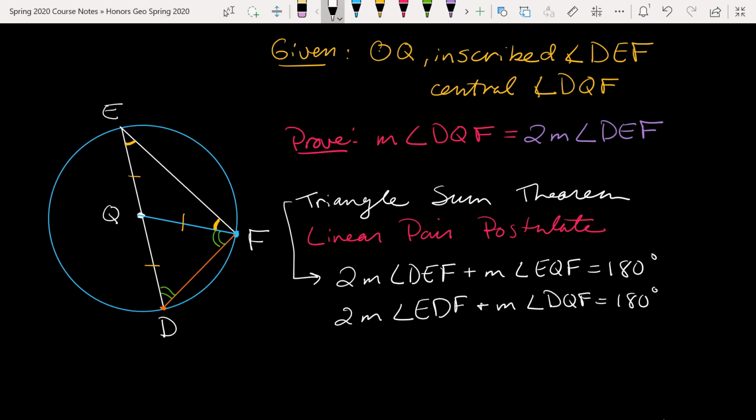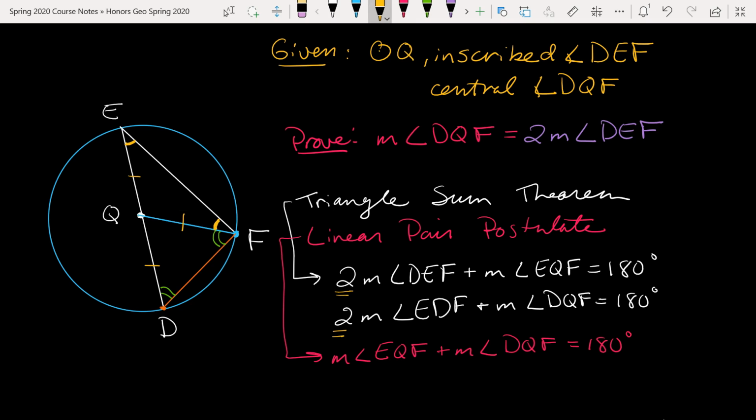Since the sum of the angles in both of these triangles has to be 180 degrees, and we know we have two congruent angles in each triangle, we can take each of those congruent angles, multiply it by 2, and add the remaining angle to give us 180 degrees. In the second case, the linear pair postulate: we know that the two angles with vertex Q have to sum to be 180 degrees, since ED is a diameter in this case.